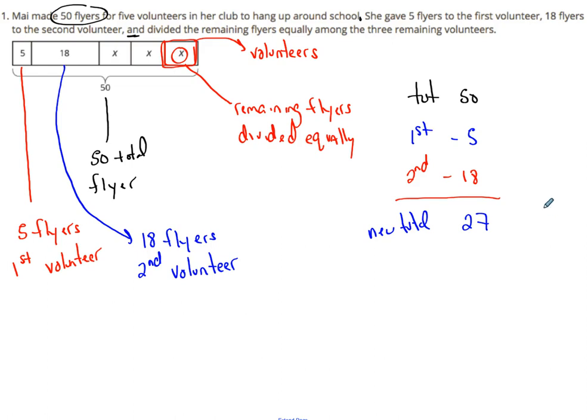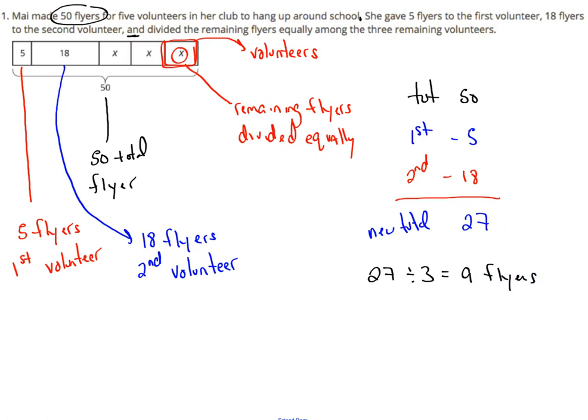Now I have 27 remaining flyers, and I want to give it to my last 3 volunteers. Yep. You would divide it by 3. Excellent. So I'm going to take these 27 flyers that are remaining, and I'm going to divide by 3, and 27 divided by 3 is 9. 9 flyers.